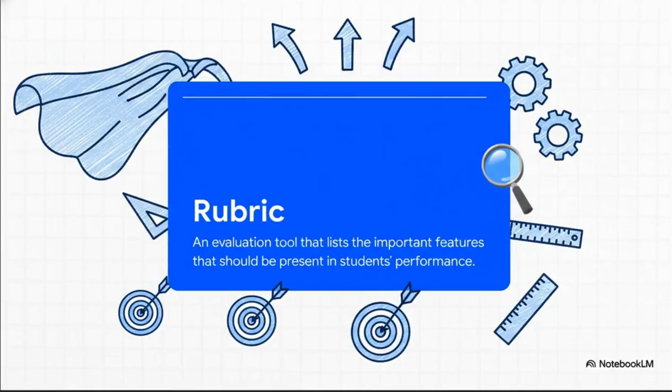And then we have the rubric. Its superpower is making things crystal clear. By laying out all the rules for success before a student even starts, it just completely demystifies grading. It's like giving them the map to their destination right from the beginning.